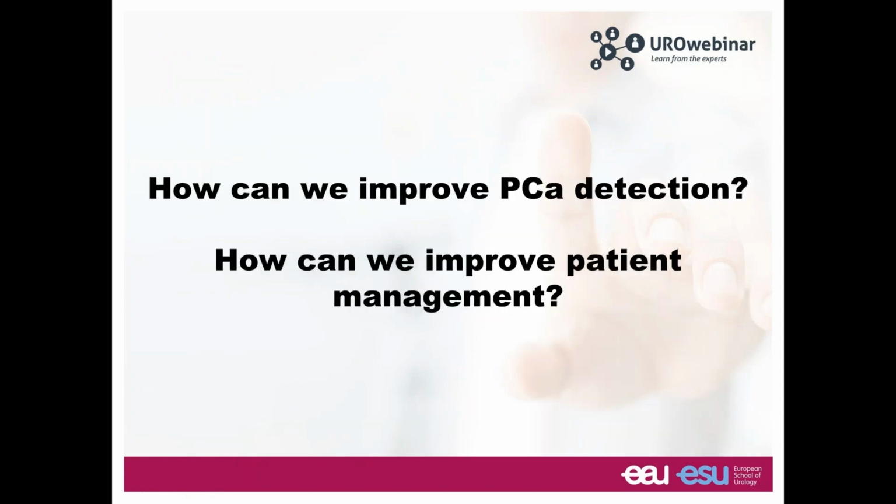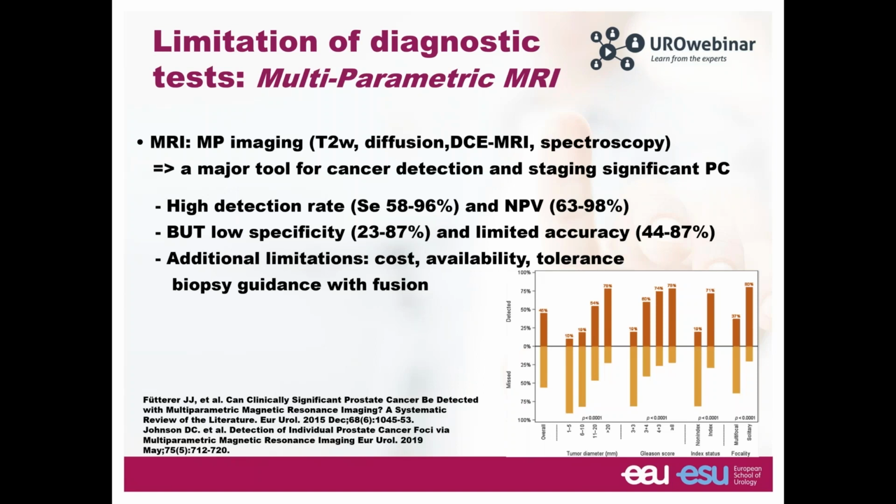So the key point is how can we improve prostate cancer detection and patient management? I did not mention that MRI is even missing a significant number of high-grade cancers, 4+3 or even higher than 8.